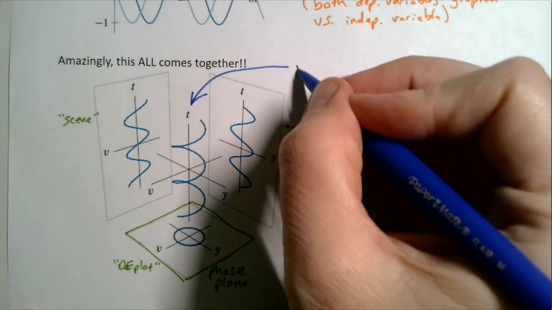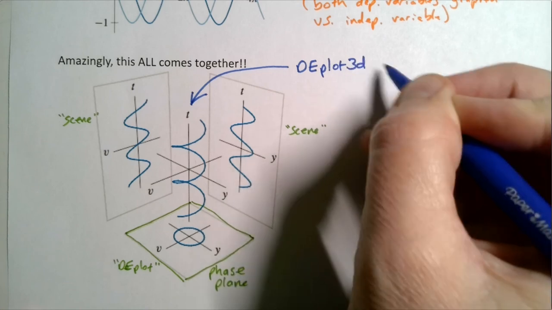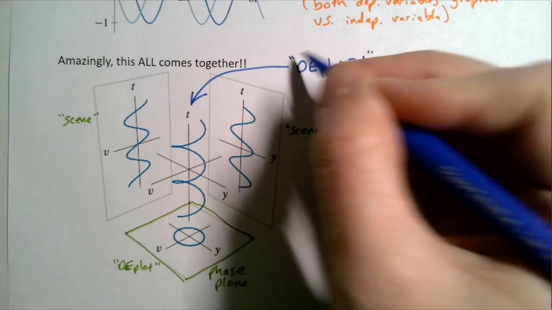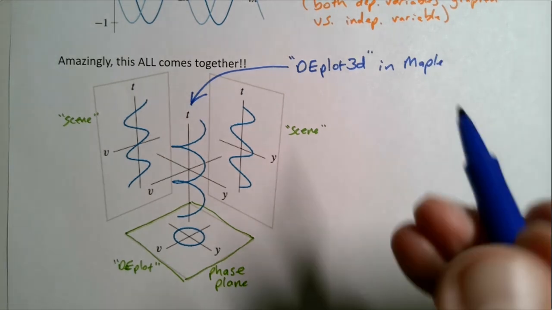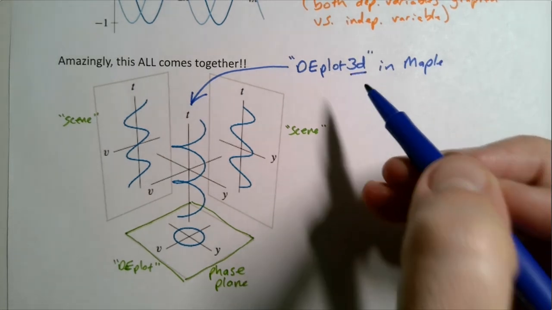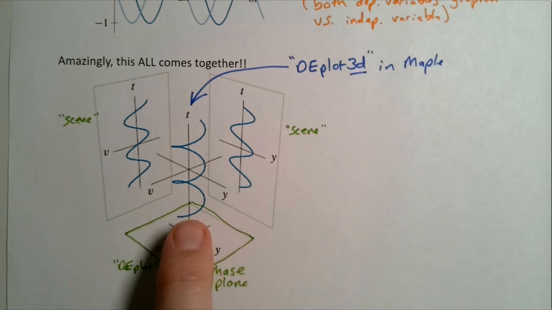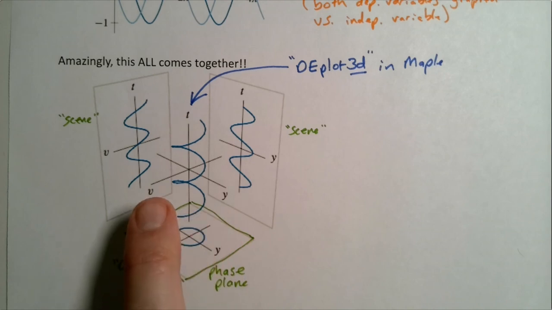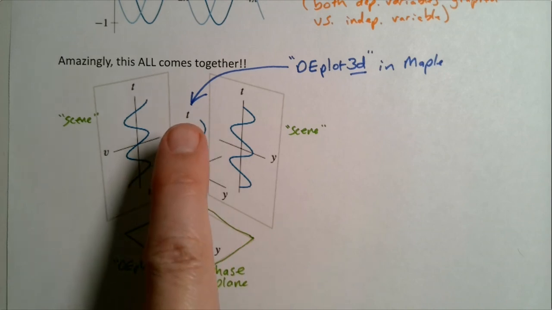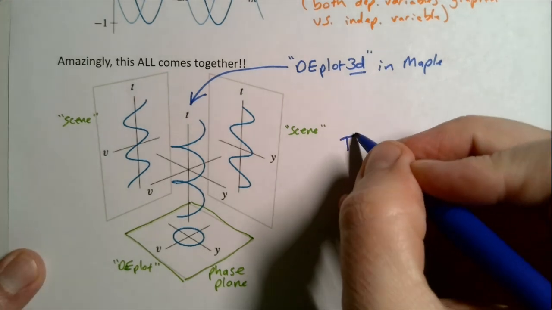This is, we can get to it by doing a DEplot3D in Maple. And it uses the exact same code as a DEplot. It just has that extra 3D at the end of the command. And what you're seeing here is literally what happens to the position, what happens to the velocity as we move through time.